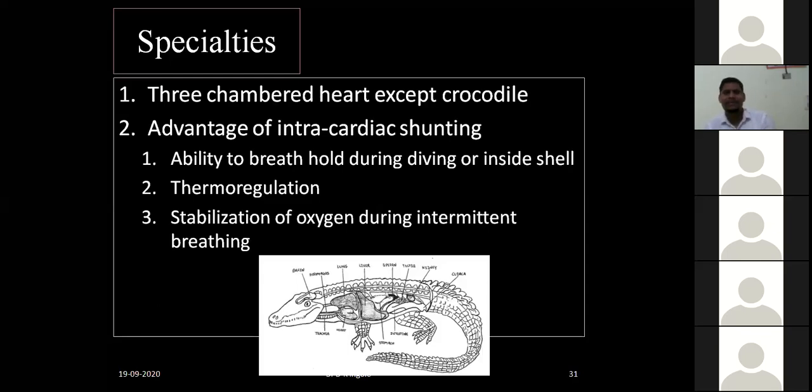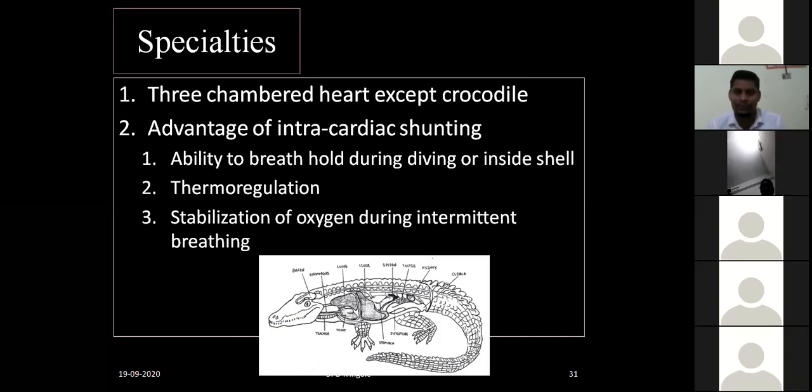This is the advantage of intracardiac shunting. There is always mixing of oxygenated and deoxygenated blood based on the situation. What is the advantage of this? There is the ability to hold the breath during diving or inside the shell. Sometimes you may find a crocodile or snake getting into the water for a longer time. That is one kind of adaptation to save themselves from the predator.